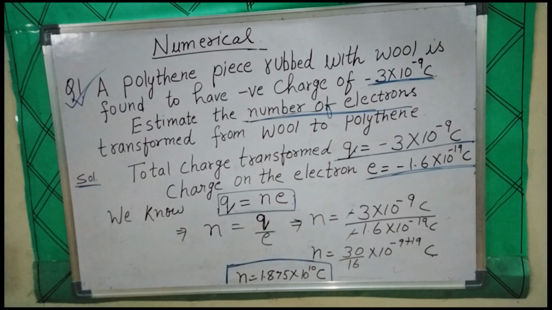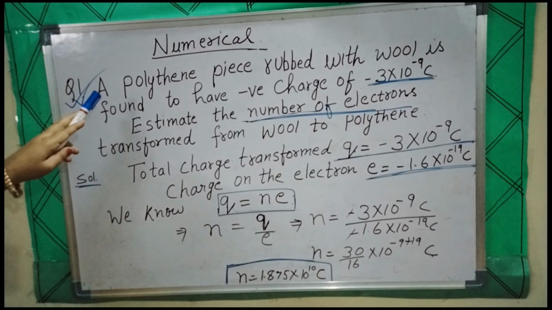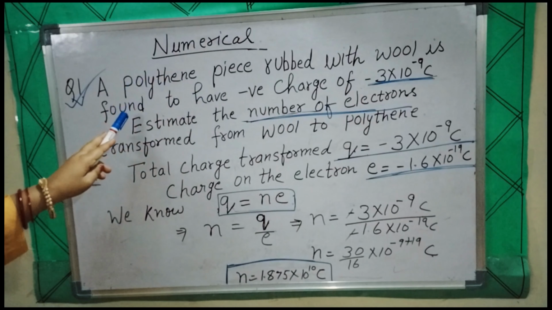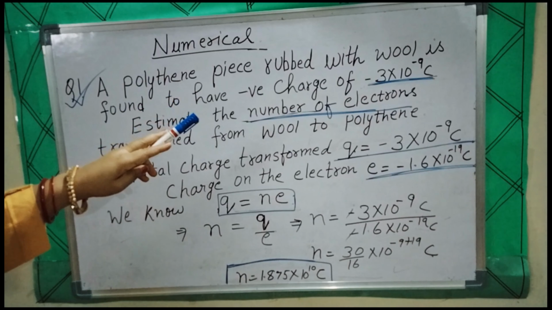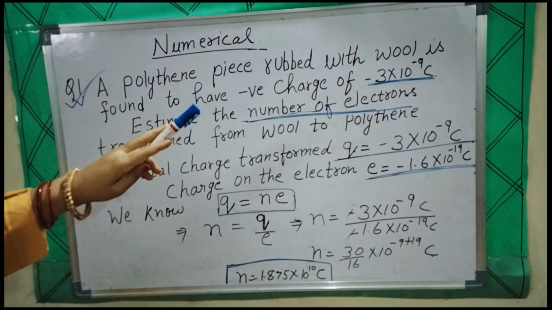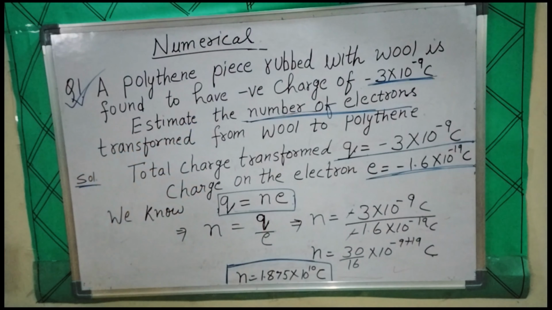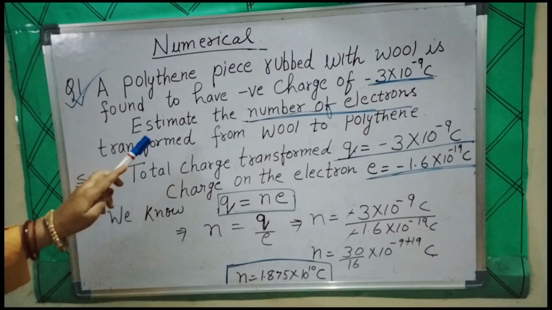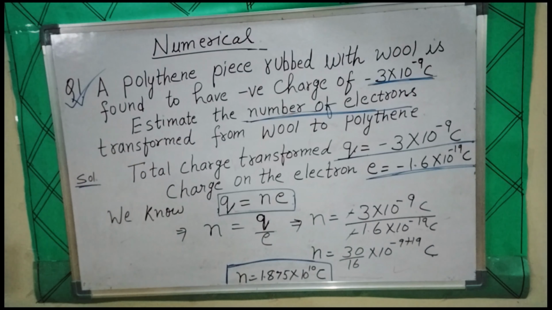In the last video, we discussed charge and its properties. Based on that, let us discuss one numerical problem. The problem is: a polythene piece rubbed with wool is found to have a negative charge of minus 3 into 10 to the power minus 9 coulomb. Estimate the number of electrons transferred from wool to polythene.